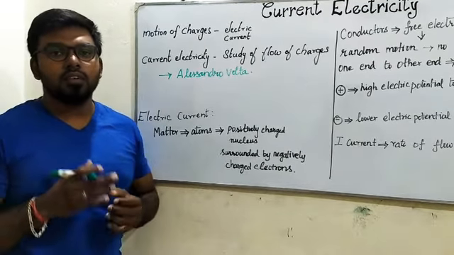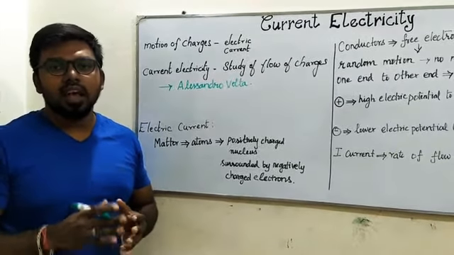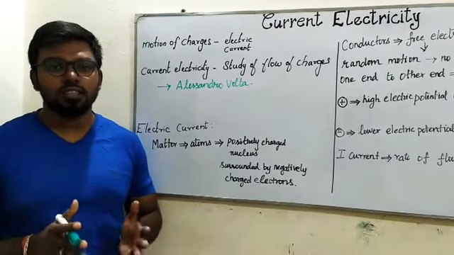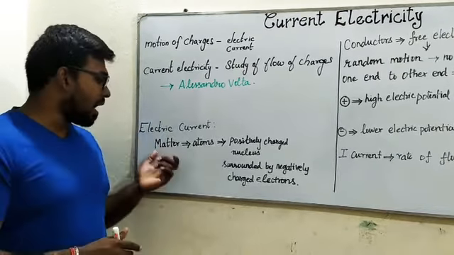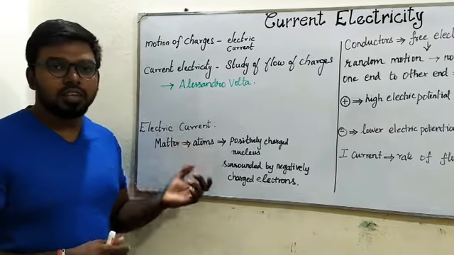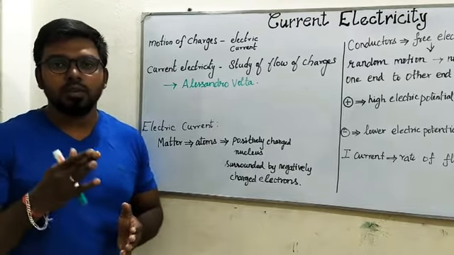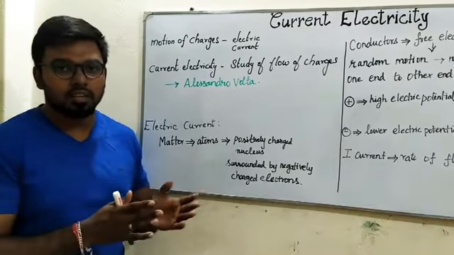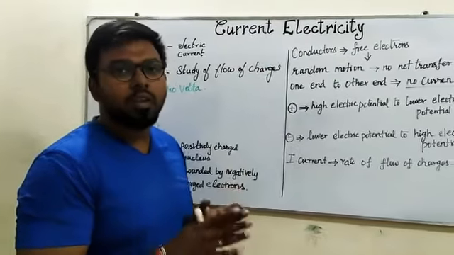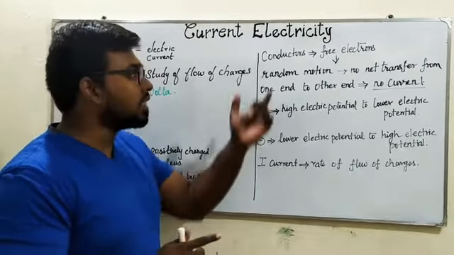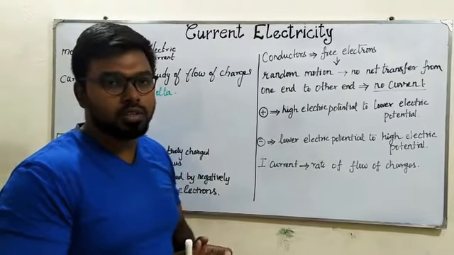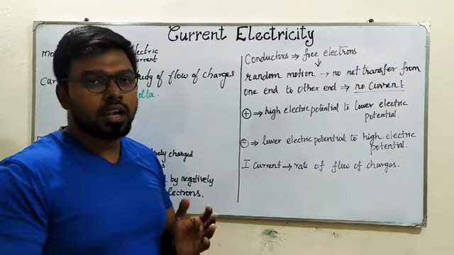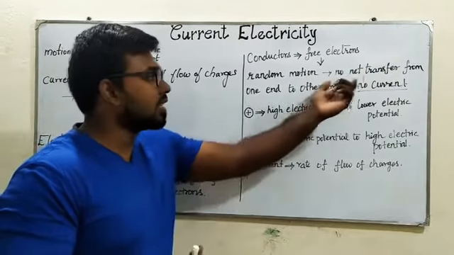In this unit, we will be studying electric current, resistance, and its phenomenon in materials. Our first topic of discussion is electric current. Matter is made up of atoms. These atoms are made up of a positively charged nucleus, surrounded by negatively charged electrons. Conductors have a large number of free electrons, and these free electrons will be in random motion. So, there is no net transfer from one end of the conductor to the other end, which implies that there is no current.